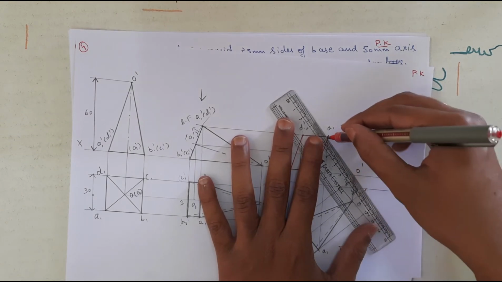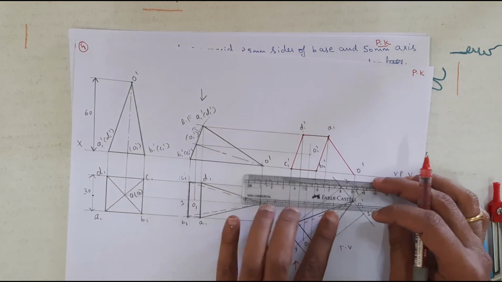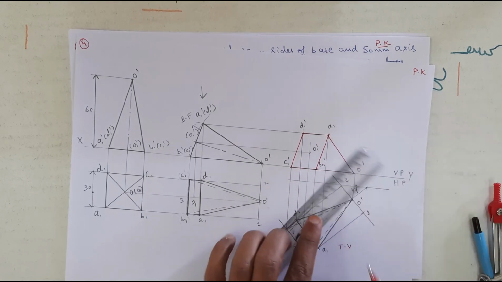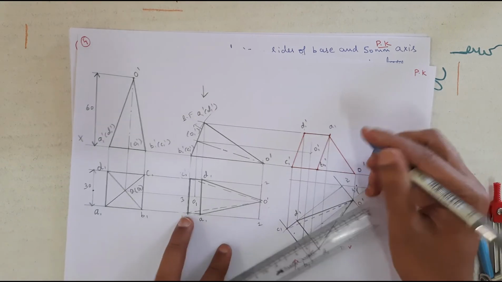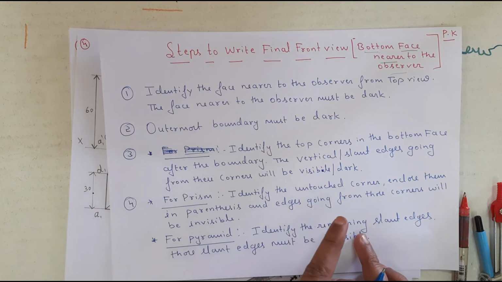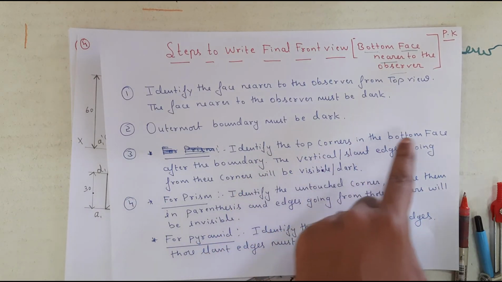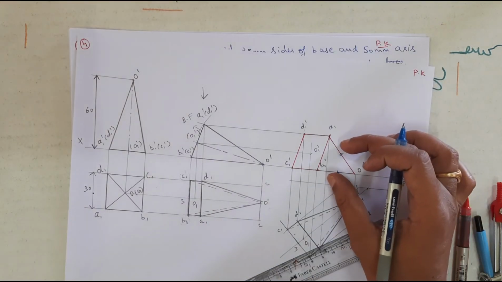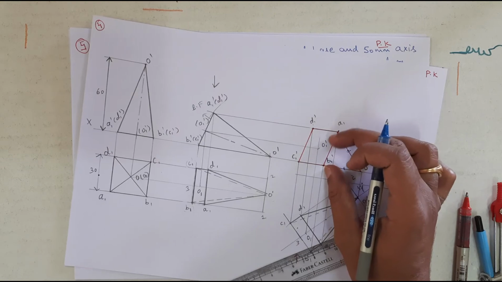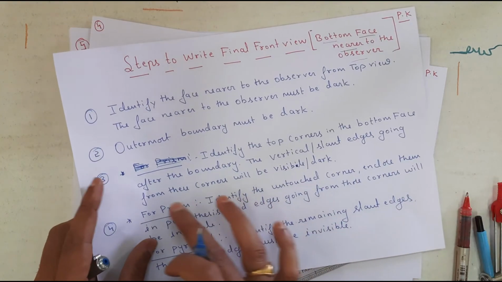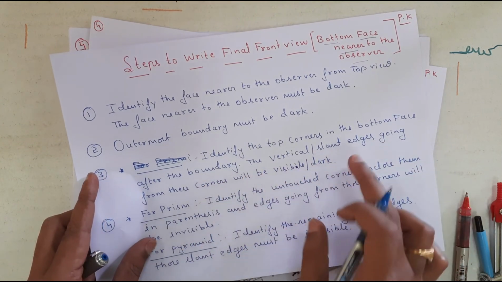So the outermost boundary must be dark. So this is the boundary. Correct? See, this is the boundary I have drawn. What is the next step? Identify the top corners in the bottom face after the boundary. So this is the boundary, so this is the bottom face. We don't have any top corners, right? No corners are there. Hence there is no need to go through this step.